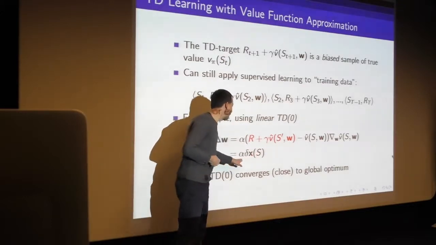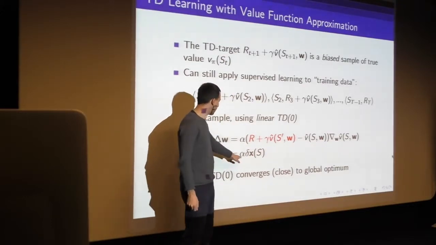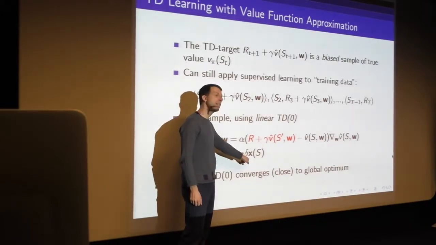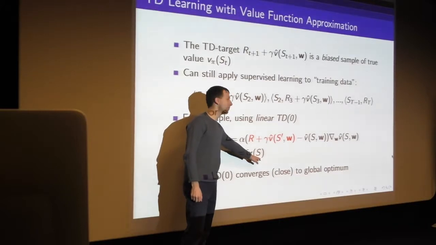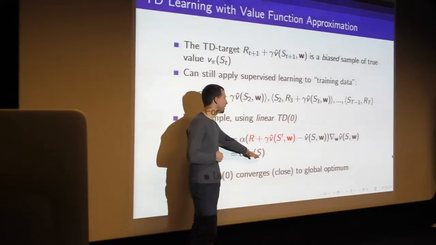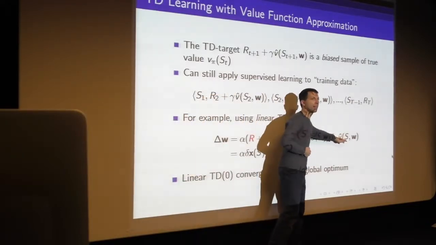And so we can compactly write that in the following way. We update our parameter vector by the step size multiplied by the TD error multiplied by the feature vector, or the gradient in the more general case. Feature vector in the linear case, gradient in the nonlinear case.